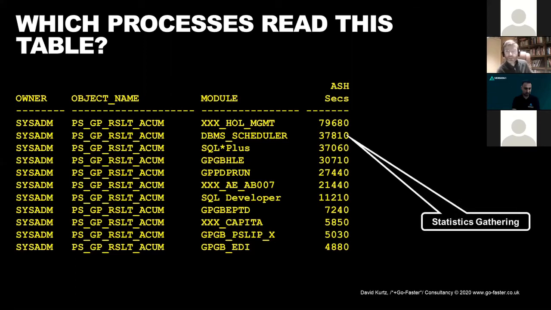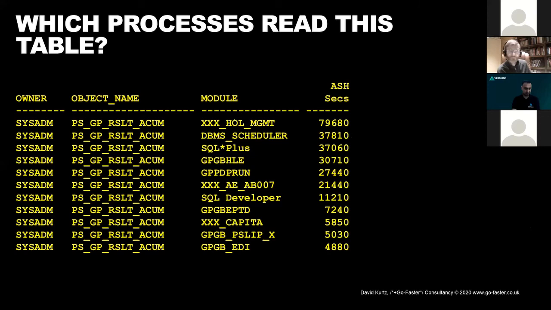That's stats gathering. This was 11G. This is before the new hash-based number of distinct values came in. So we kind of understood that that was where it was. Today, I think that number would be lower.